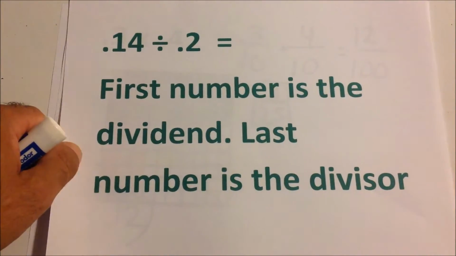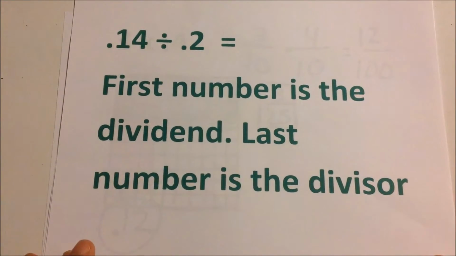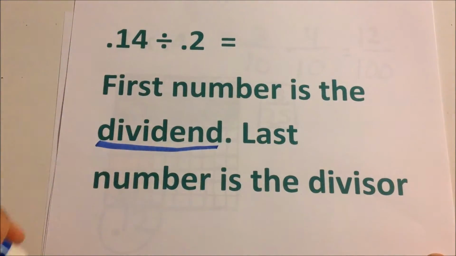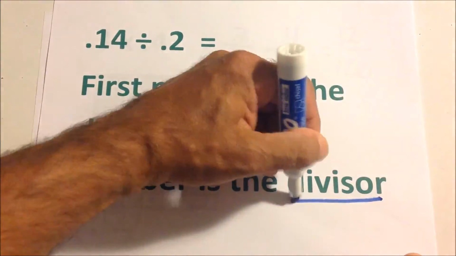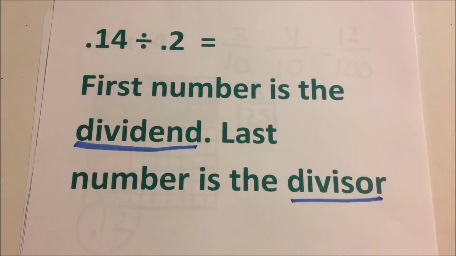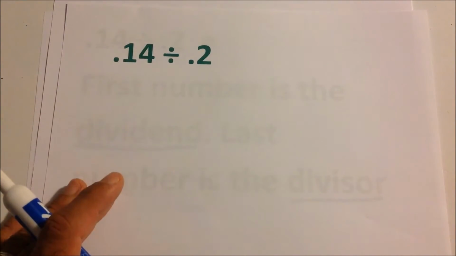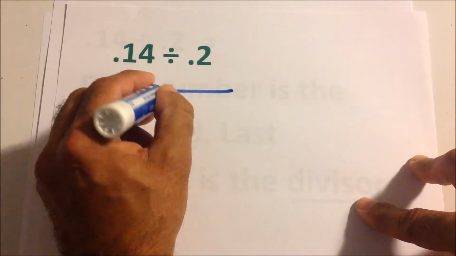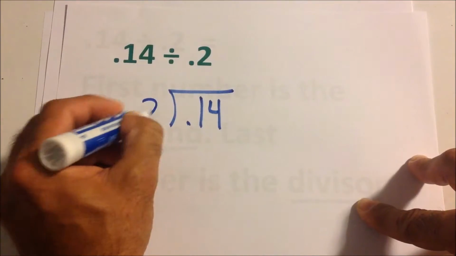Here we have 0.14 divided by 0.2. Let's just do this the regular way at first. So, remember, the first number is the dividend. It's the one in the box. And the last number is the divisor. Bring that over. Divisor. So, we have 14 hundredths, or 0.14 divided by 0.2. So we know that the 0.14 is in the box, because it's a dividend, and that's a divisor.